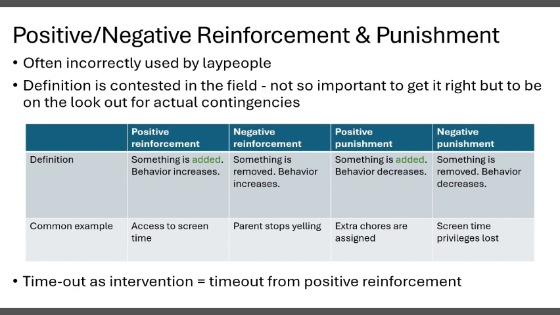Positive punishment means something is added and as a result, behavior decreases. And negative punishment means something is removed and behavior decreases. So, some examples up here that you can see. Access to screen time is a positive reinforcement. Parent stops yelling. It's reinforcing, but it's reinforcing this negative, this removal of the yelling stimulus. Positive punishment means something's added, so when extra chores are assigned. And negative punishment would be like something's removed, like screen time privileges are lost, and as a result, the behavior decreases, so as to not lose access to desired screen time.